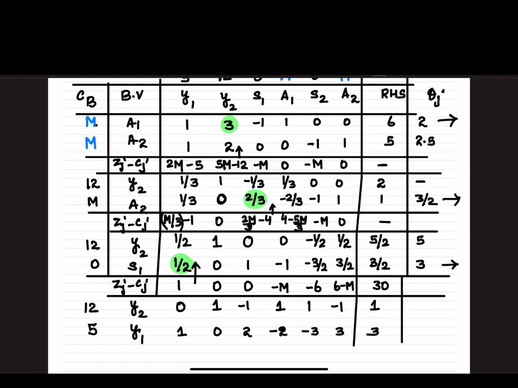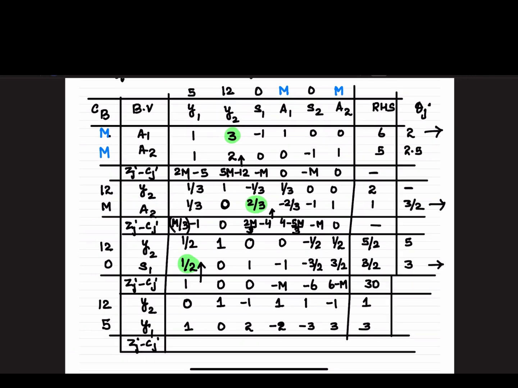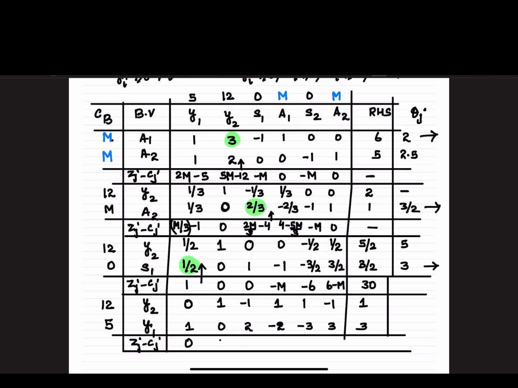Now you can calculate the Zj minus Cj. The Zj minus Cj comes out to be... So this entry is 0. This entry is 0. This entry is minus 12 plus 10 is minus 2. This entry is 2 minus M. This entry is 12 minus 15 is minus 3. This entry is minus 12 plus 15 is 3. 3 minus M. What is the z value? 12 plus 15 is 27.